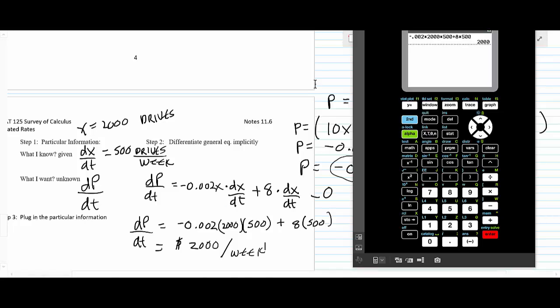Okay, if it was negative, what would that tell you? It'd tell you it's decreasing. Remember, dP over dt is a rate, so if it were negative, that rate would be decreasing. Okay, that's what that means.